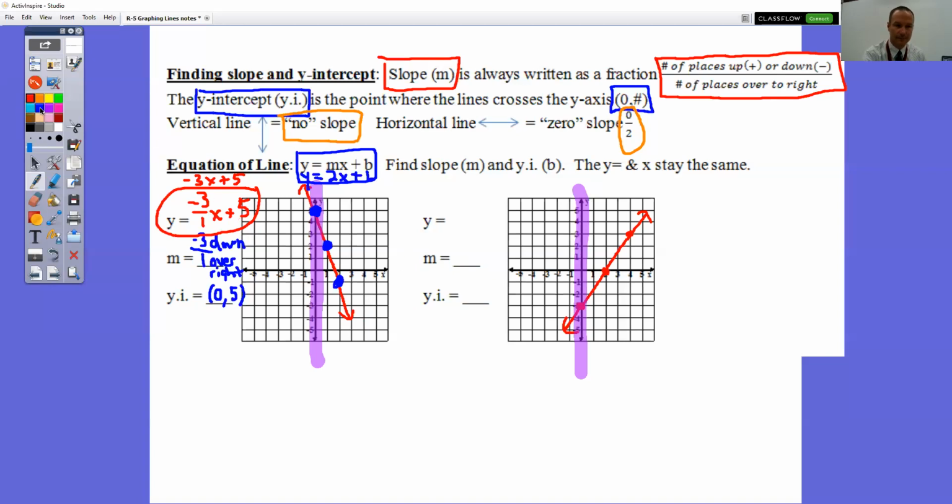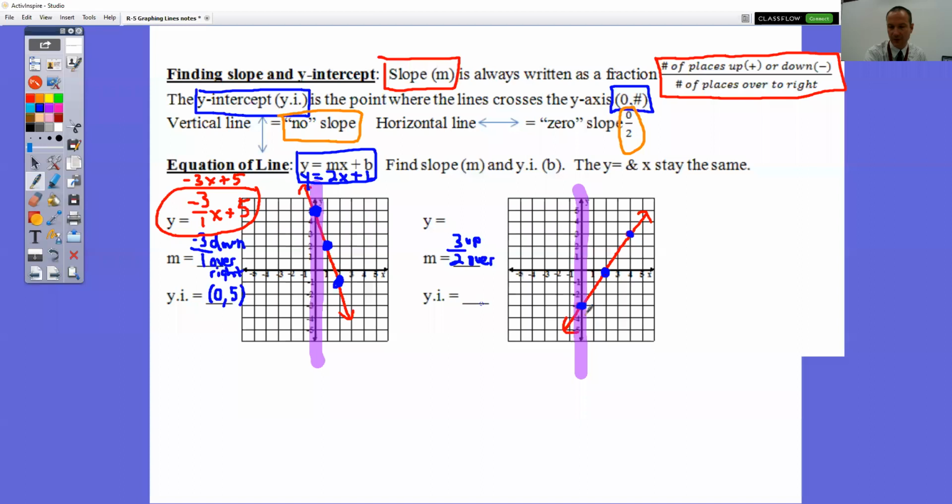Take a look at this second one. How do you go from dot to dot to dot? How many do you go up? And then how many do you go over? So we're going up 1, 2, 3, over 2. So our slope is 3 over 2. That really means up 3 over 2.